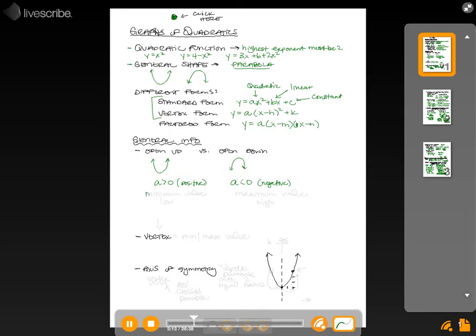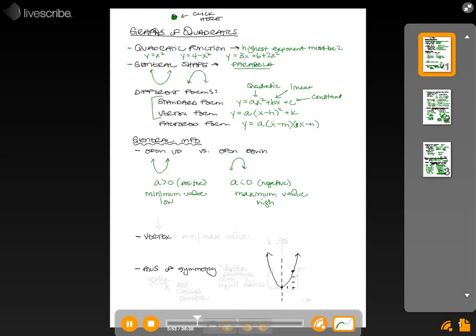Now, if the parabola opens up, we end up having a minimum value. And if the parabola opens down, we end up having a maximum value. What that means, the minimum value is just the lowest point. We have a low point. And the max means we have a high point. That makes sense because it's a turning point where the graph changes, and the graph's not going to go any higher or lower than that point. So minimum value again means low point. That happens if the parabola opens up. And a maximum value means we have a high point. That happens when the parabola opens down.